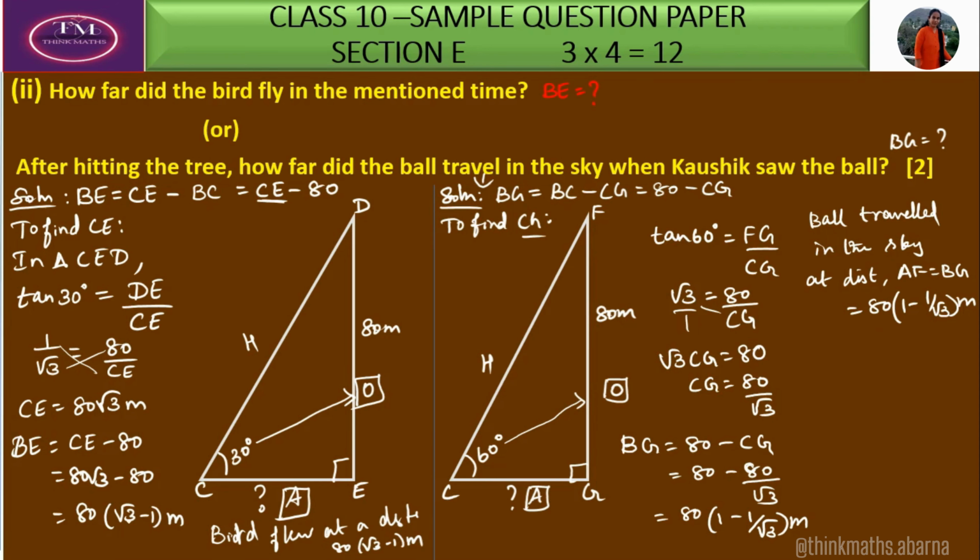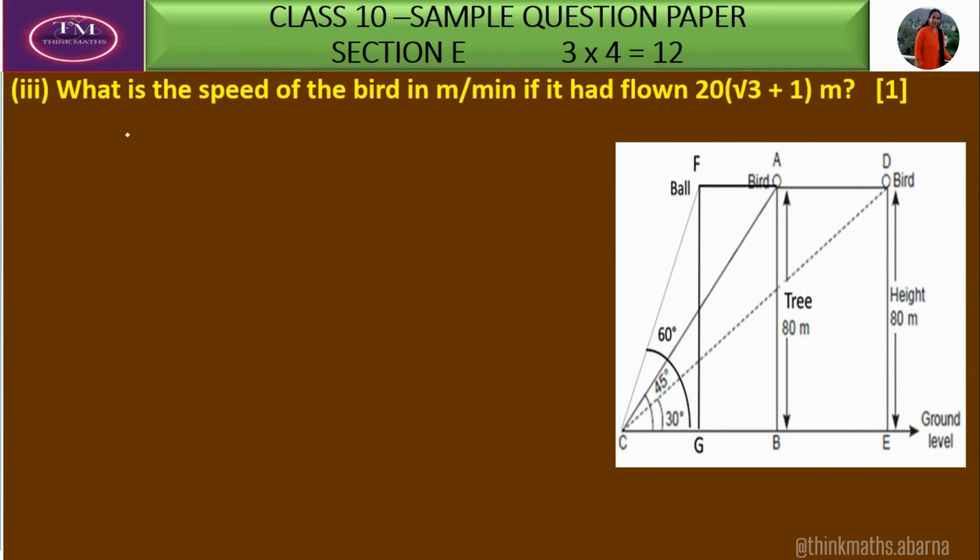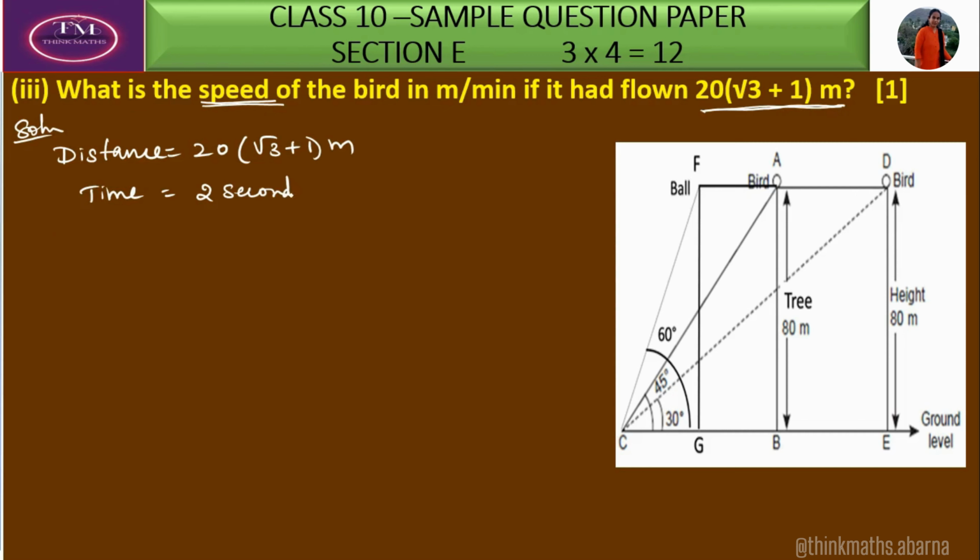Okay, so moving on to the third part. What is the speed of the bird in meter per minute if it had flown 20 root 3 plus 1 meter? So the distance the bird has flown is 20 root 3 plus 1 meter. So the distance is given. Let me start the solution. Distance equal to 20 root 3 plus 1 meter. They are asking about the speed. So what is the time? Time is equal to 2 seconds. So it is given in seconds, and we have to convert that to meter per minute.